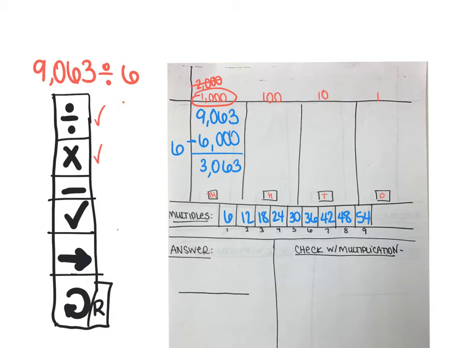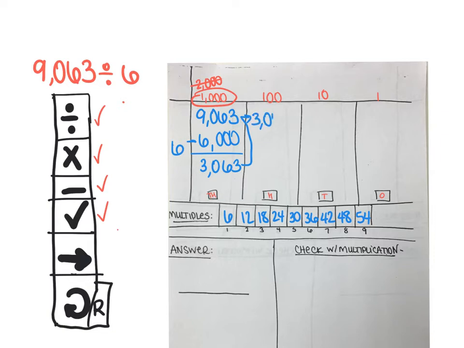And it looks like I'm left with 3,063. As I mentioned earlier, we're not going to check until we get all the way to the end. So I'm just going to check off that little check mark. And then my next step says that I'm going to bring over. So basically the little arrow means I'm going to take this number and bring it over to the hundredths place. So I'm going to go ahead and bring that over.